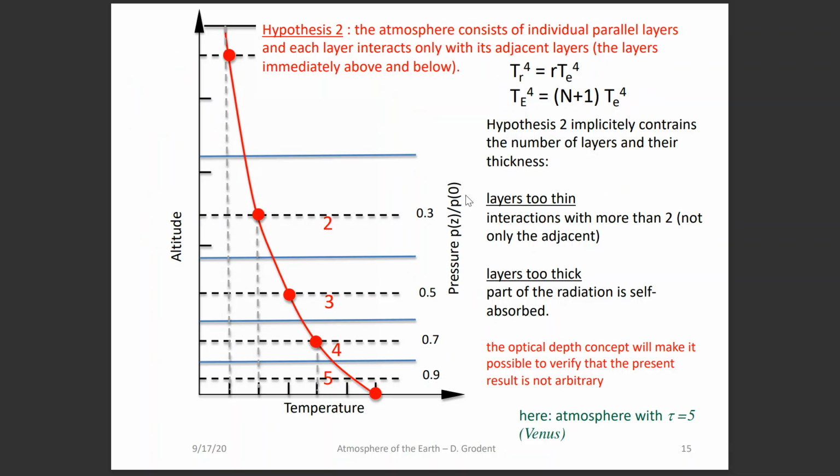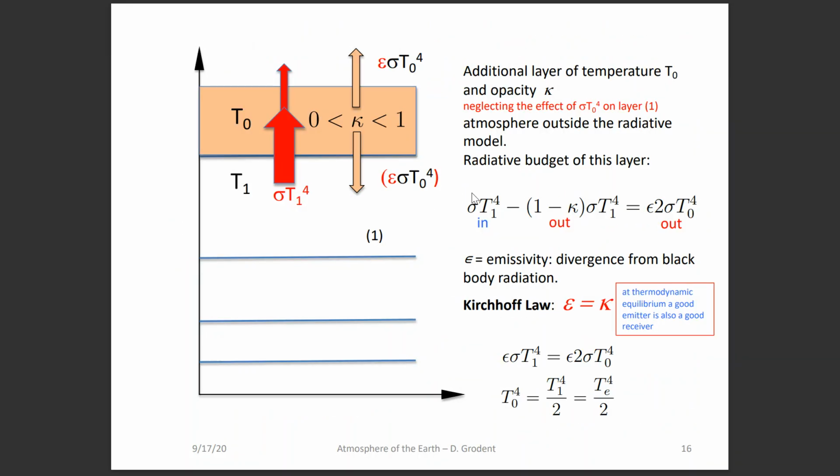So was the second hypothesis right? In reality, if the layers are too thin, we can have interaction with two or more layers. If they are too thick, we can have self-absorbed radiation. So this is a problem. All right.